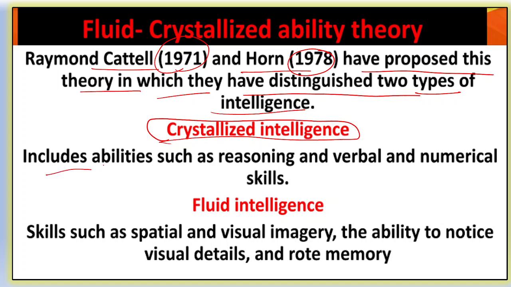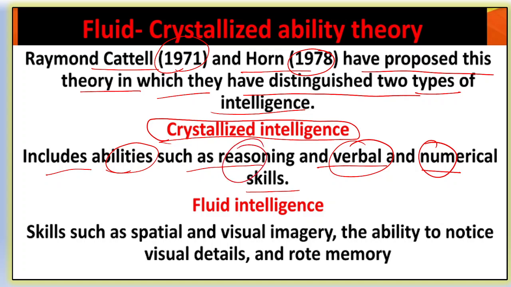मतलब crystallized intelligence include करता है वो सारी ability that includes reasoning and verbal education and numerical skills. That is, reasoning तो आपको पता है, verbal education कोई बोलता है और आप समझते हो, numerical numbers के साथ जो skills develop होती है, आप कैसे बोलते हो वो भी आप में develop होता है, आप reasoning, logical reasoning, rational way में कैसे think करते हो, आपकी ability वैसी है. तो that is all about crystallized intelligence.